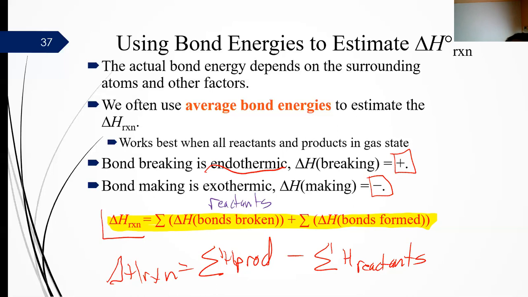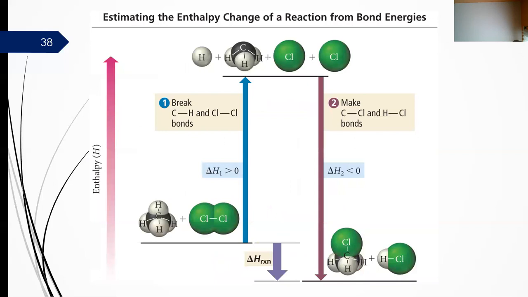And the bonds being formed is kind of like our products. And so in some ways it feels backwards from all of the other ones. And it's backwards because we have to put in that energy to break our bond. So we have to break apart all of our reactants first, and then we can regain that energy when we make those products. Kind of like this diagram here. So we're going to split apart all of those bonds, and then we'll reform them at the end.